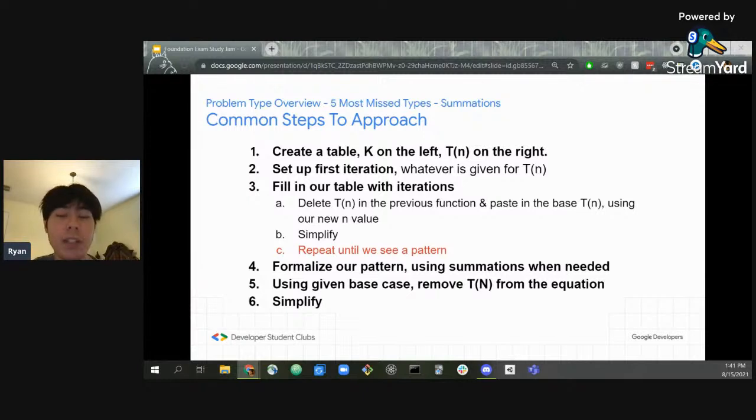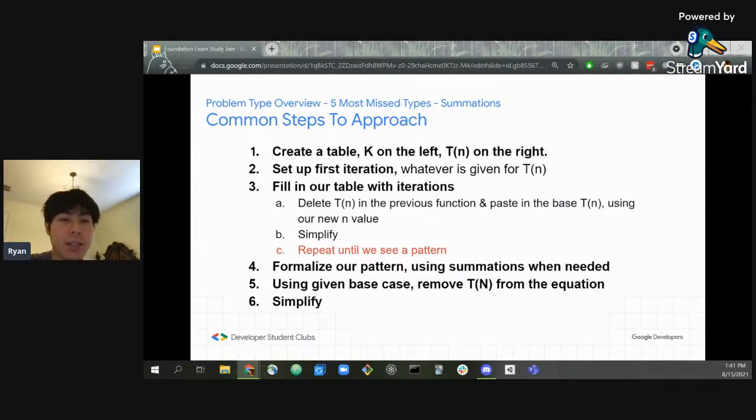The second tip, the next step I like to utilize is to set up the first iteration, i.e. where k equals 1. For the first iteration, it's always going to be the base t of n given. In other words, the t of n that you're given when you are given the problem statement.